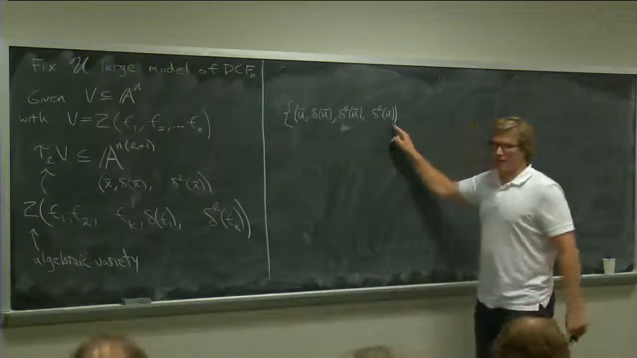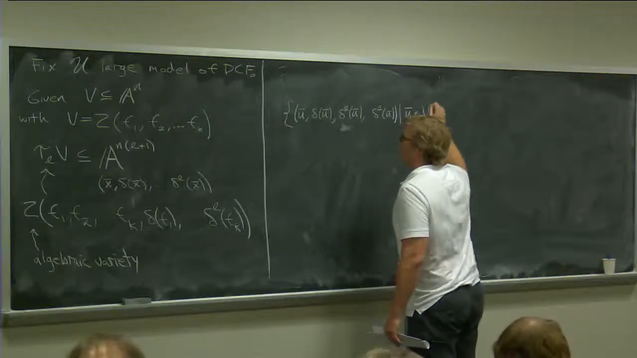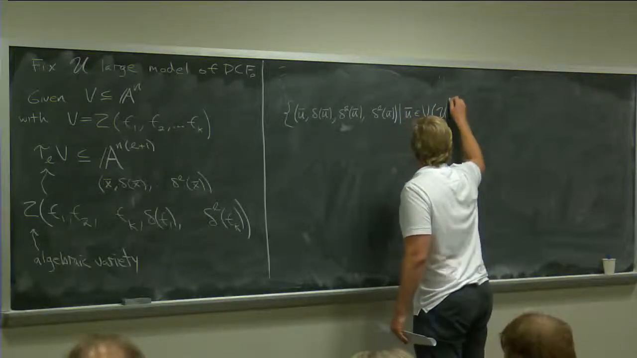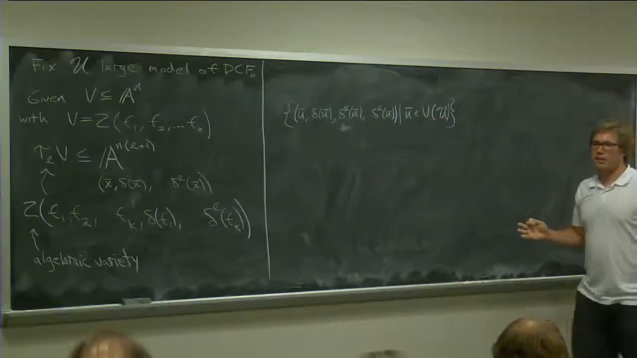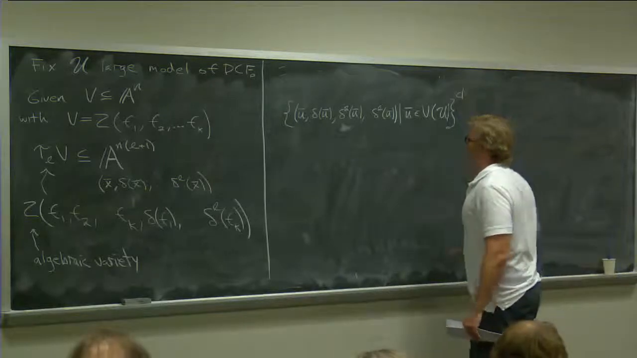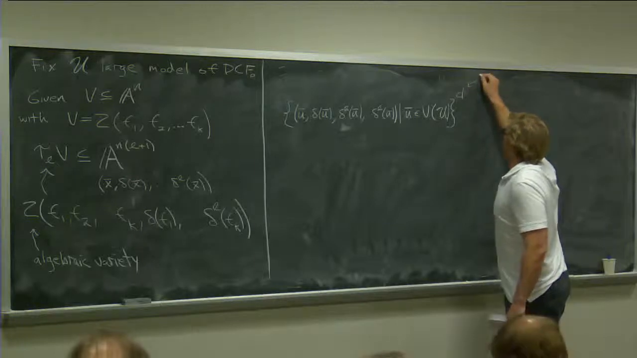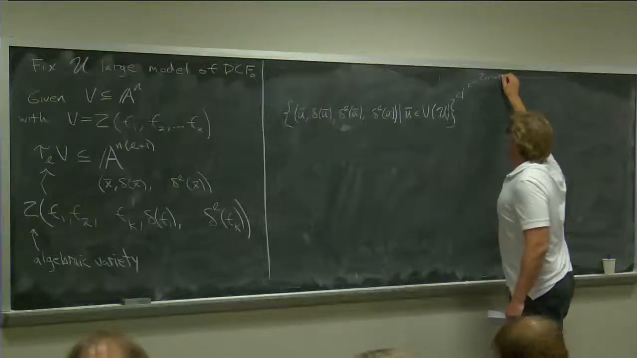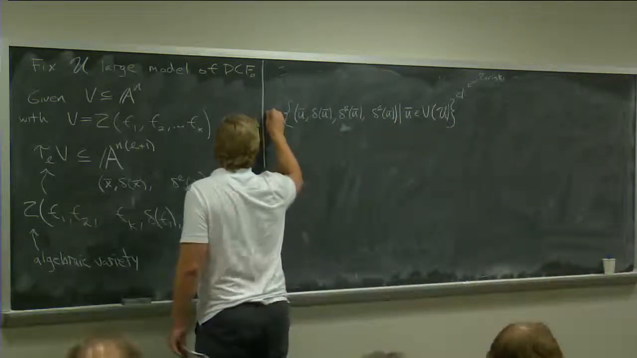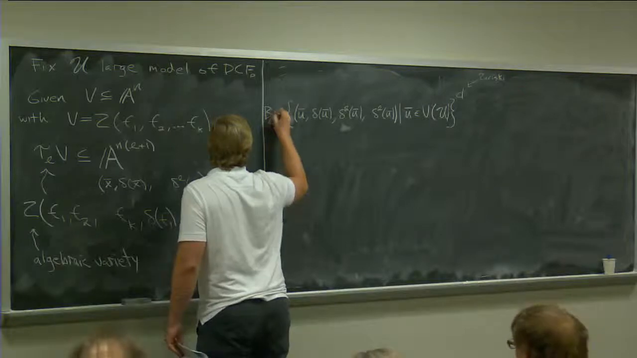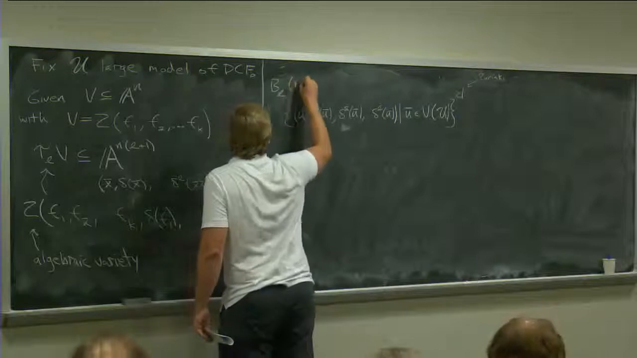Okay, so this right here, such that u bar is in V of u. This right here is not an algebraic variety yet, but I could take its closure in the Zariski topology. I'll try to be careful when I do things like this. That's the Zariski closure, and this is what I'll call B sub L of V.